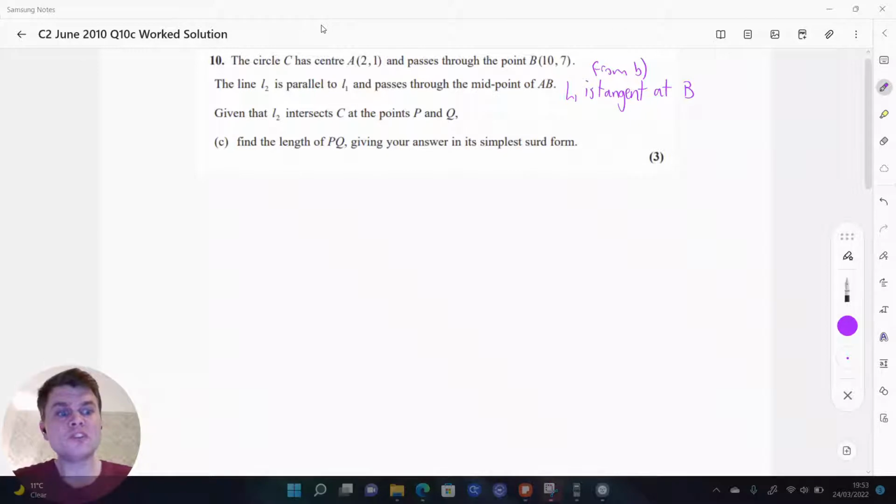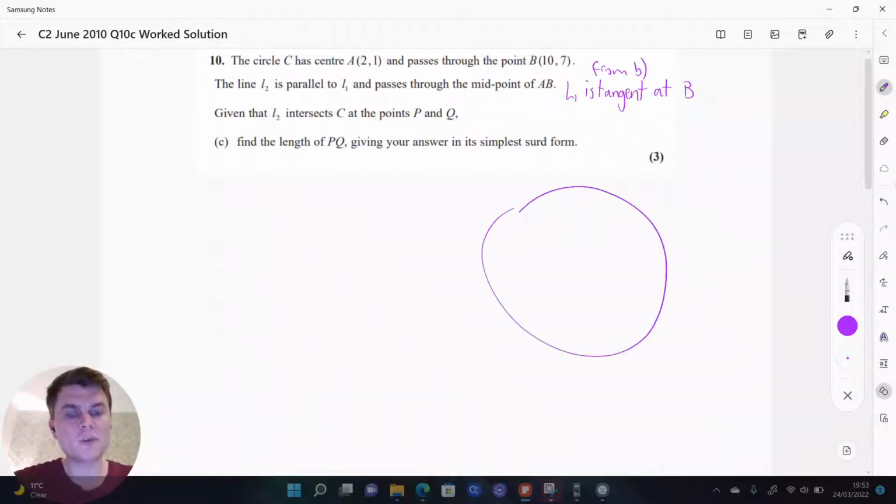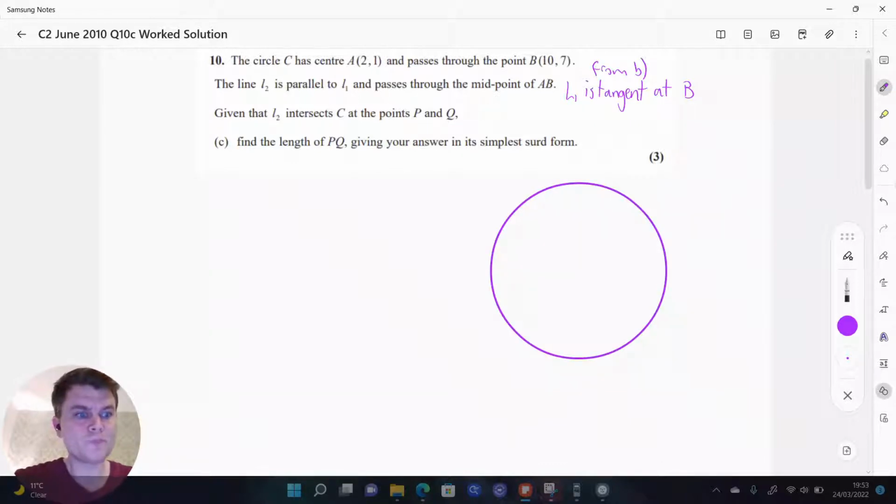My advice would be to make a diagram so that you can make sense of what is going on. So we have a circle, and in that circle we have a centre, which is 2, 1, and that's point A. We have a point B, which is 10, 7. We also have a tangent to B, which is called L1.